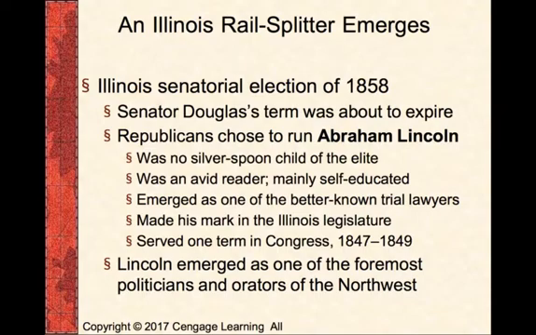Now, Lincoln was quite a bit different from most politicians of the time. He was not a silver spoon child of the elite. He was not born in a fine house with fancy clothes. He was not born with a quote-unquote silver spoon in his mouth. He was an avid reader, and he was mainly self-educated. There are folk tales of him walking in the snow for miles to check out a book from a friend of the family or from school that he could read by the fire of his log cabin as a child.